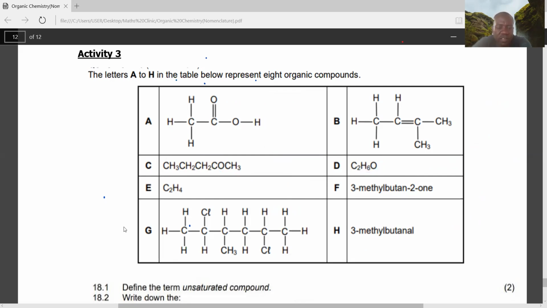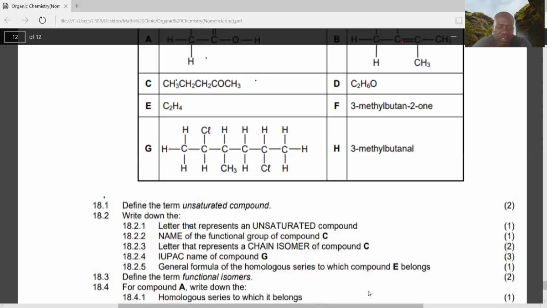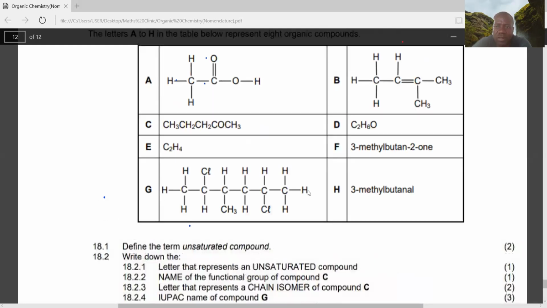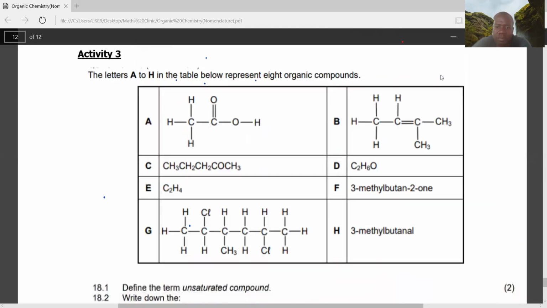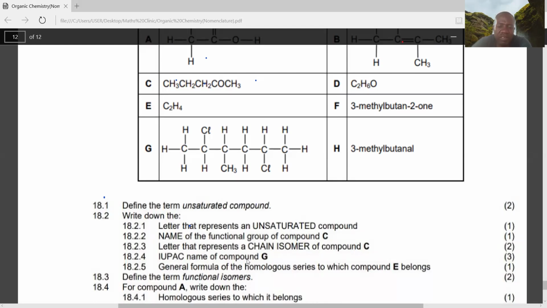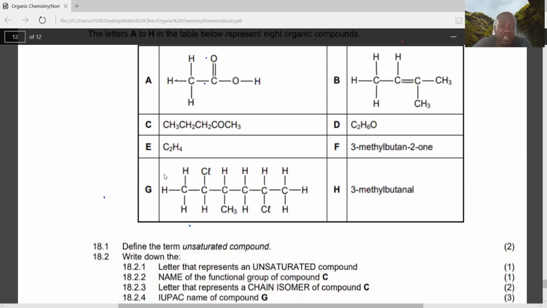So it says, define the term unsaturated. You can do that. Write down the letters that represent an unsaturated compound. Unsaturated compound means the one that is B. The answer is B. Next, the letter that represents a chain isomer of compound C. Compound C is a ketone. And with chain isomer, what does it mean? It means they have the same molecular formula but different chain length.